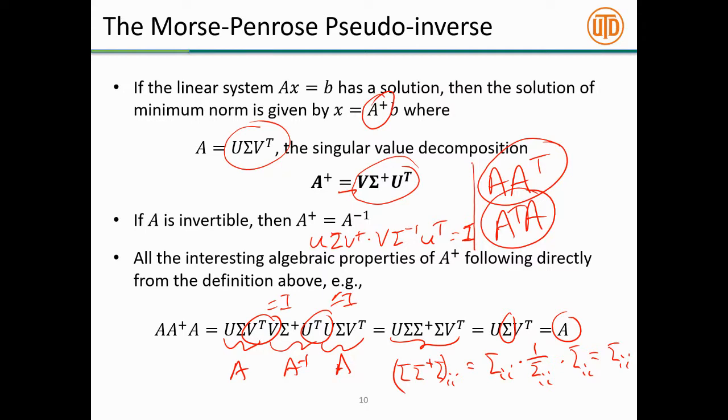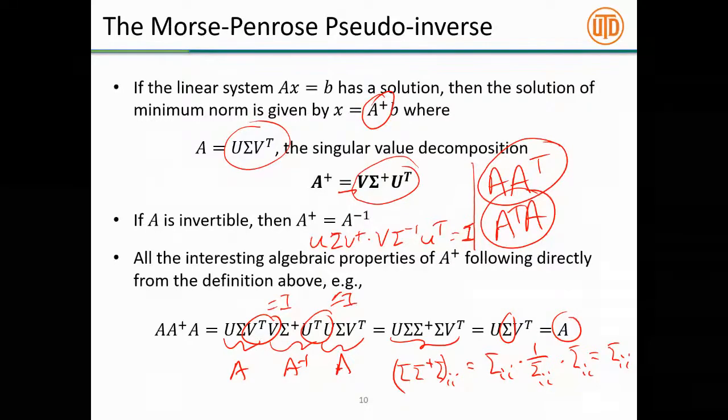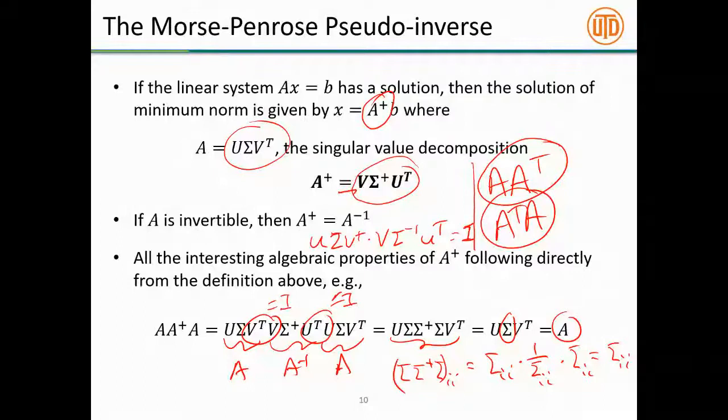At the very least, you can go home and amuse your friends and family by showing them simple ways to find minimum norm solutions to linear systems. That's guaranteed to amuse and delight at parties.